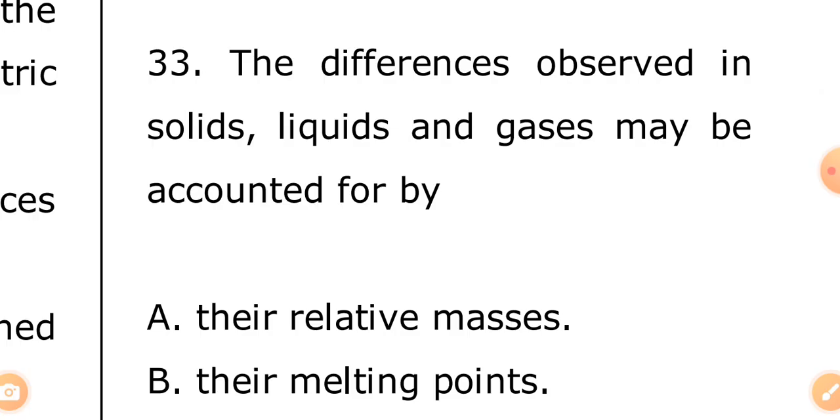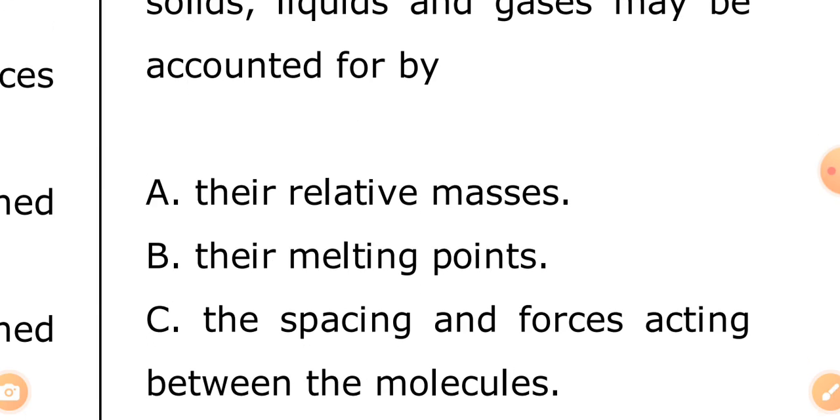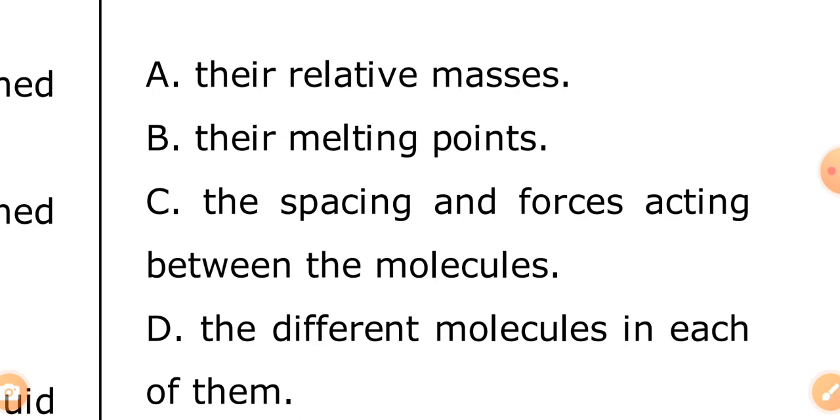Let's look at question 33. The differences observed in solids, liquids and gases may be accounted for by dash. A. Their relative masses. B. Their melting points. C. The spaces and forces acting between the molecules. D. The different molecules in each of them. The answer is C. Gases have more spaces between the molecules that make them up. Liquids have spaces also, but solids are more compact. The molecules in solids are more compact.